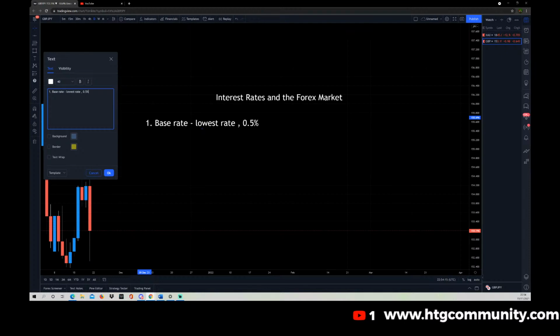That's just how I personally would put it, but it is what is called the base rate, and that is set by the central bank. Who are the central bank? Well, that would be your BOE. Who is your BOE? That is your Bank of England. So for GBP JPY, that's going to be a major central bank player on that currency pair. Who else would be? Well, that would be the BOJ. Who is the BOJ? That is the Bank of Japan.